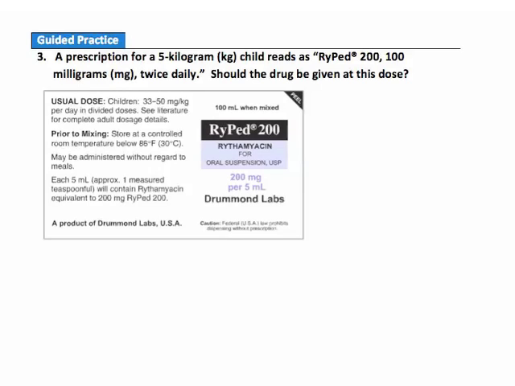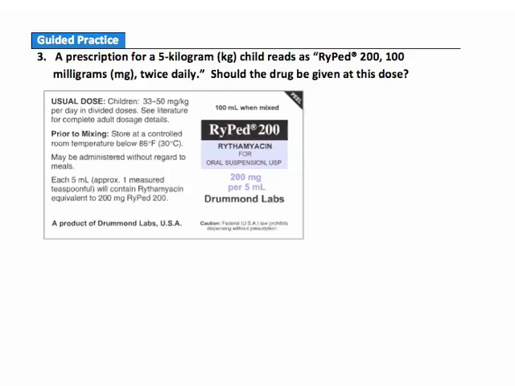Now it's time to check your understanding to determine if a prescribed dose of medication is safe to give. Hit pause on your video player and answer this guided practice question. When you're done, hit play to see how you did. Question 3. A prescription for a 5 kilogram child reads Riped 200, 100 milligrams twice daily. Should the drug be given at this dose?